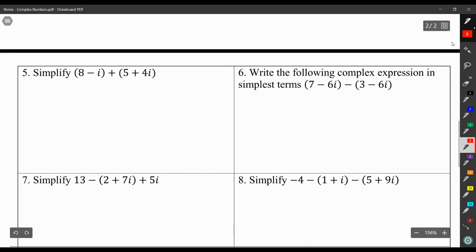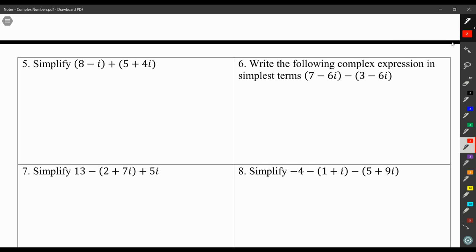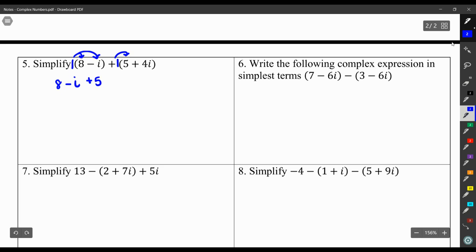Let's start working with these complex numbers. Number 5 says to simplify (8 minus i) plus (5 plus 4i). Simplifying is not solving, they're different. Simplifying is just trying to combine as many like terms as you can, to write this in the simplest version you can. Remember that there's a positive 1 in front here that nobody writes. Same thing on this side, there's also a positive 1 here. So when you multiply in to get rid of those parentheses, 1 times 8 is 8, 1 times negative i is negative i, 1 times 5 makes positive 5, and 1 times 4i makes positive 4i.